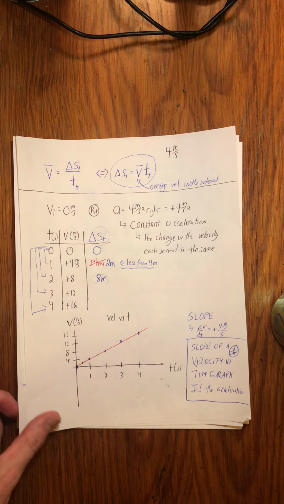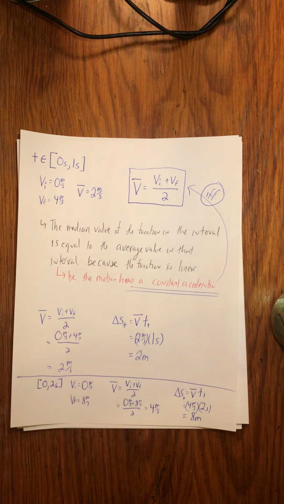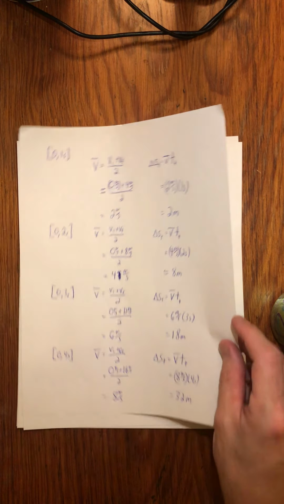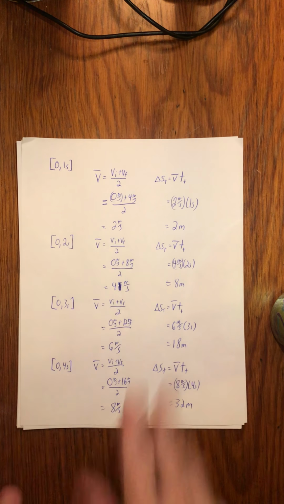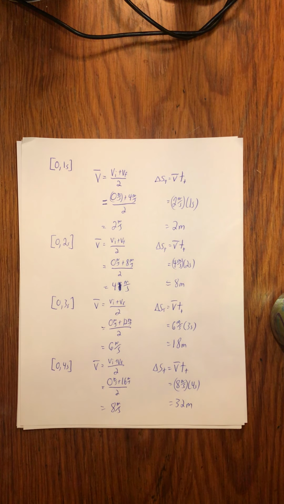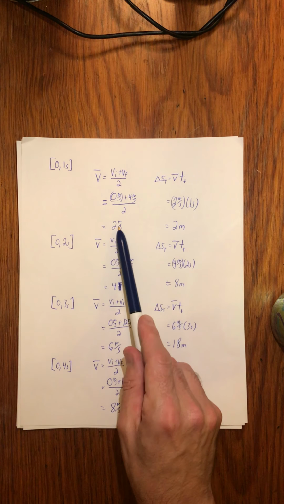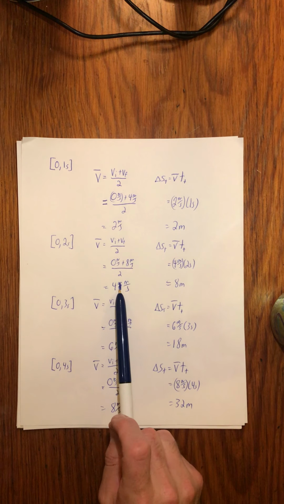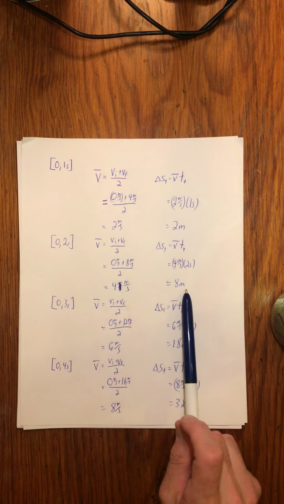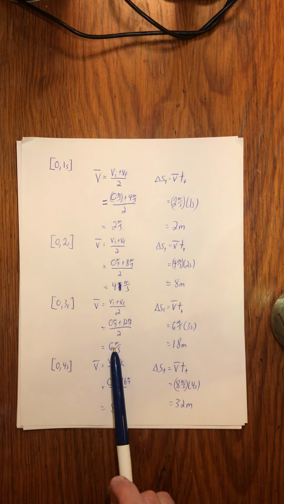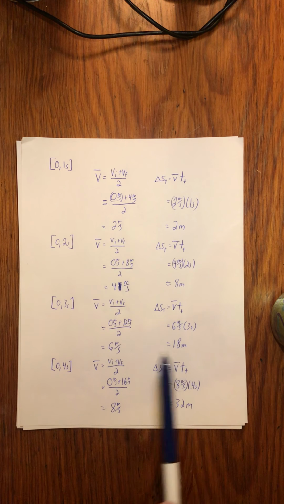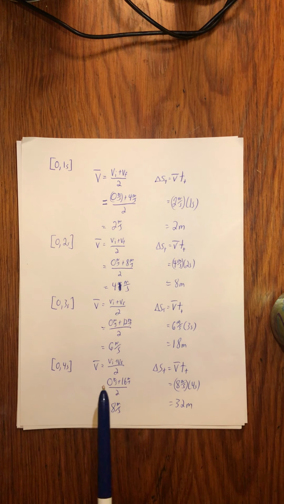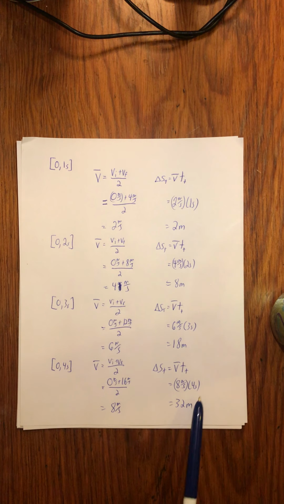Great. Hopefully you shut off your video and you did that work, and what you got was something that looks like this. And I just kind of put it all together in a nice little way. We can see our average velocity of 2 meters per second for 1 second is 2 meters. Average velocity of 4 meters per second for 2 seconds is 8 meters. Average velocity of 6 meters per second for 3 seconds is 18 meters. Average velocity of 8 meters per second for 4 seconds is 32 meters, right?